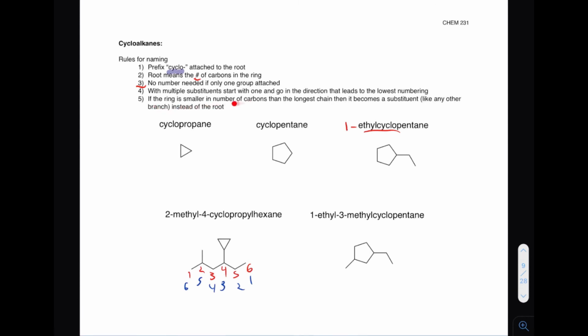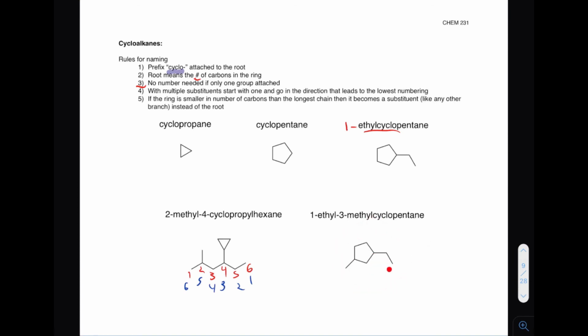Importantly, if the ring is smaller than the number of carbons on the longest chain, then it becomes the substituent, right? Because cyclopropyl only has 3 carbons, and that is smaller than the overall parent chain, the overall root, which is hexane.